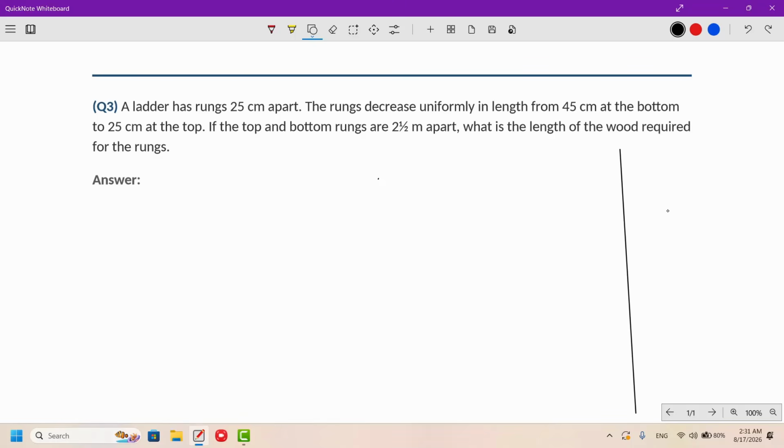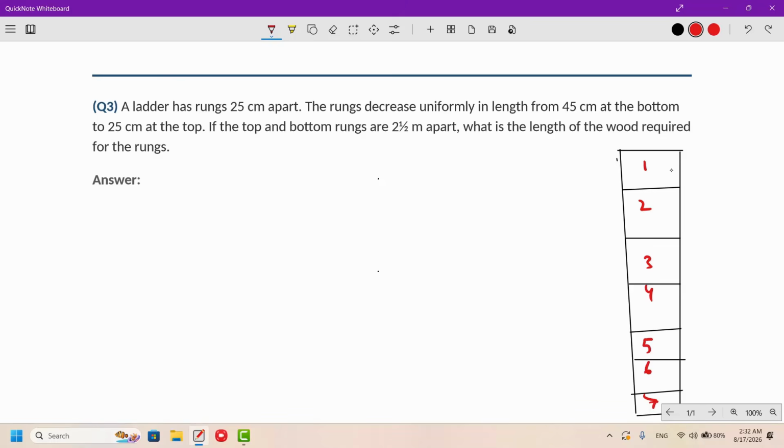Suppose there is a ladder. You will see that these are called rungs: 1, 2, 3, 4, 5, 6, 7 and 8. So in 8 rungs, you will see how many gaps? 1, 2, 3, 4, 5, 6, 7. So the gaps are one less than the rungs, or you can say that rungs are one more than the gaps.